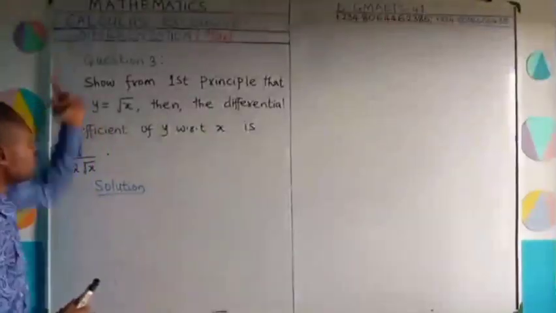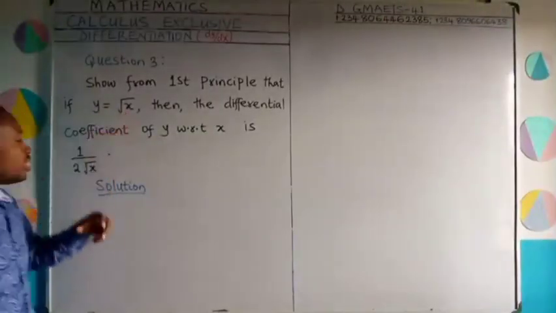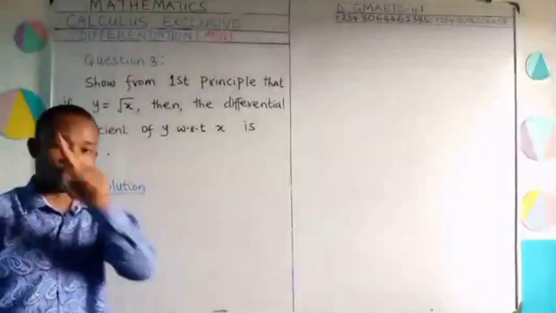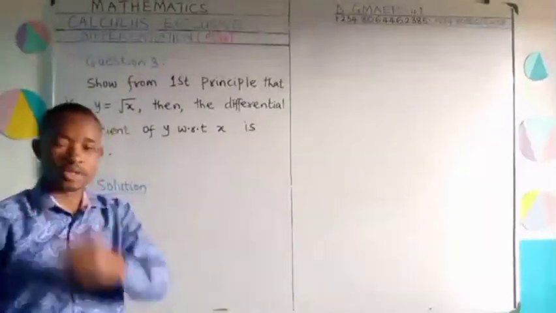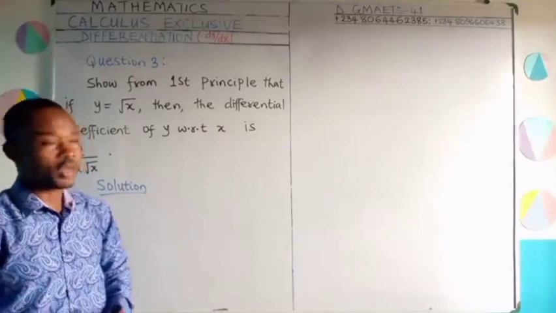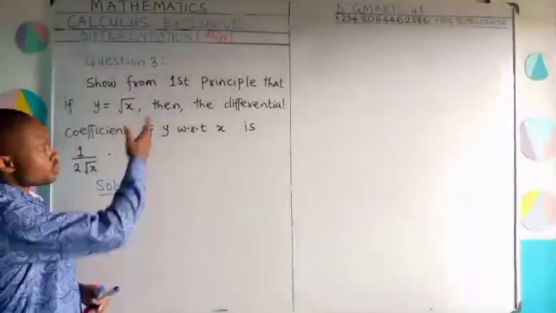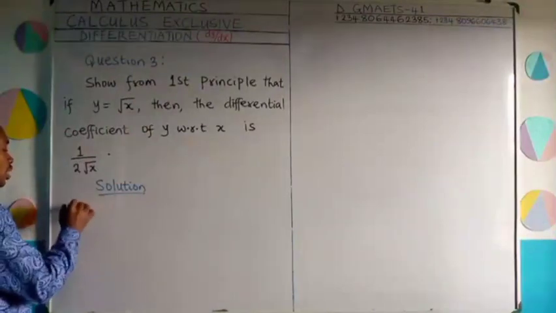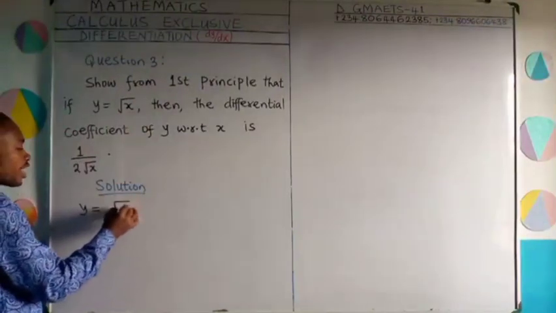If you differentiate square root of x, it is expected that the answer you're going to get will be 1 over 2 root x. 1 over 2 square root of x. We are going to prove this according to the question using first principle. Now the function given to me is y equal to square root of x.